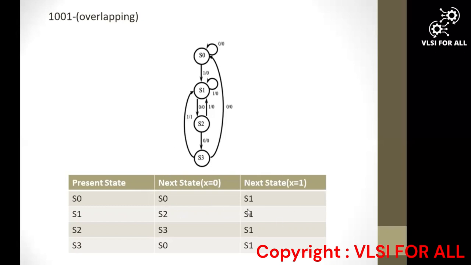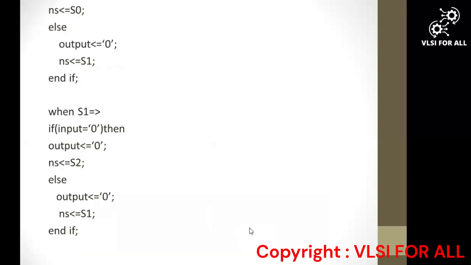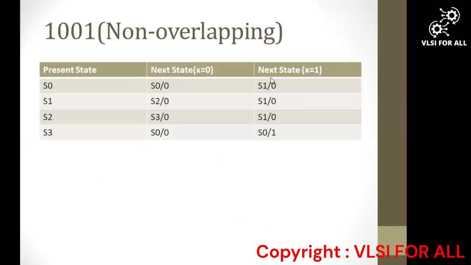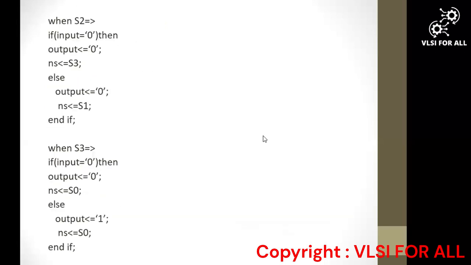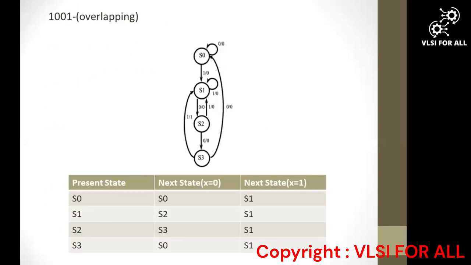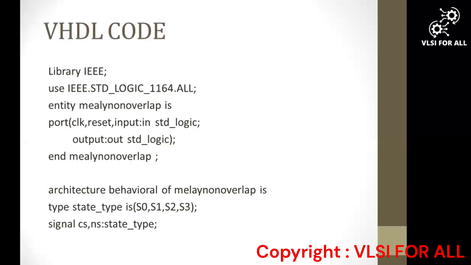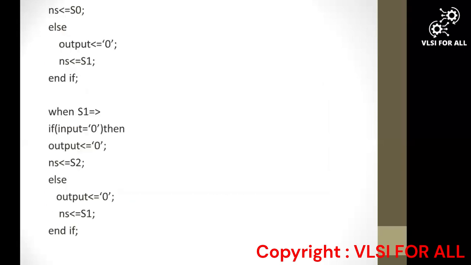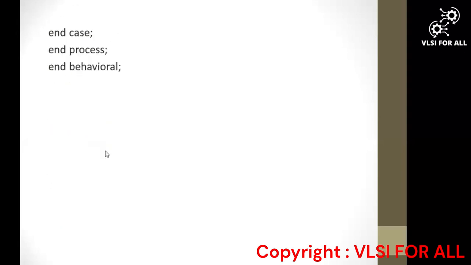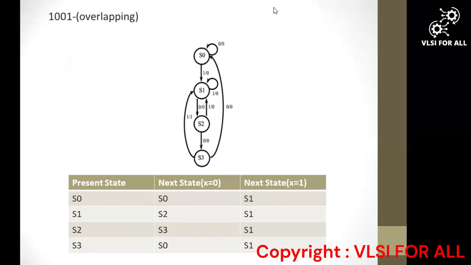Here the next state is S1 in 4 cases, but in the overlapping case the next state is S1 in 3 cases, and in the last case it is S0. By seeing this, you can write the code for the overlapping case. The code will be the same, but there is one difference in the case statement. You can write the next states and present states by seeing the excitation table. Hope you will understand this. Thank you.